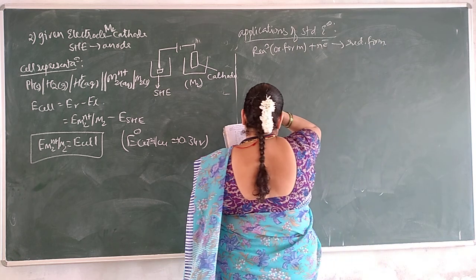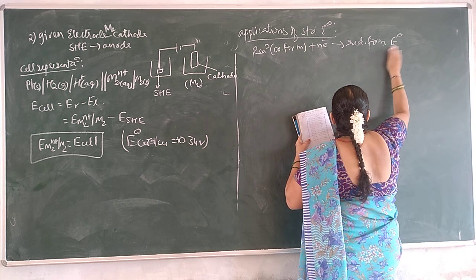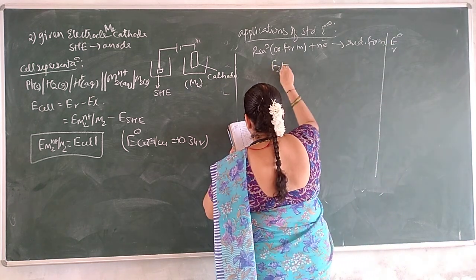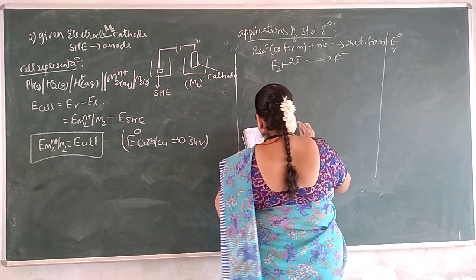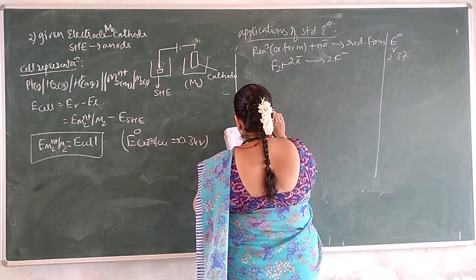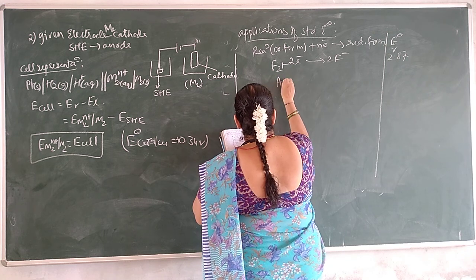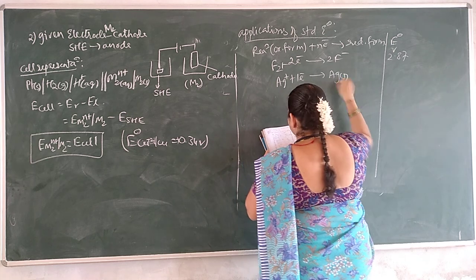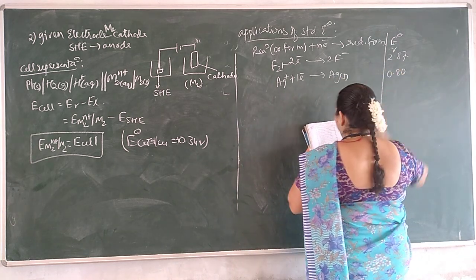And lastly, E naught in volts. So the first reaction will be F2 plus 2 electrons giving rise to 2F minus, with 2.87. Then Ag plus 1 electron giving rise to Ag solid with the electrode potential 0.80.